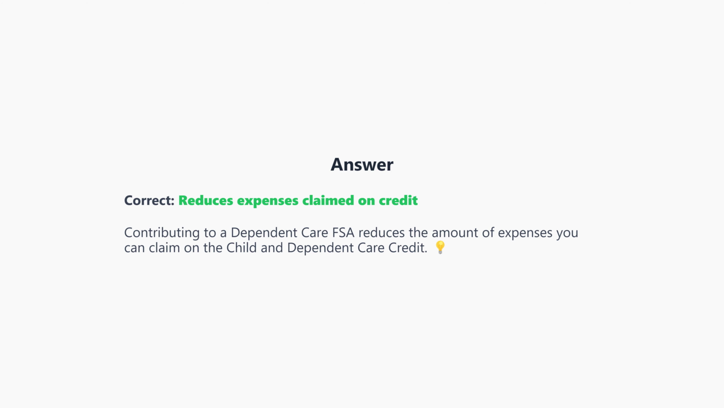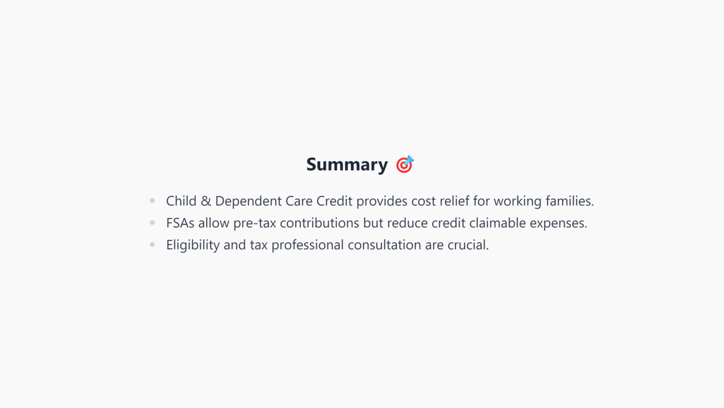The correct answer is that contributing to a Dependent Care FSA reduces the expenses you can claim on the Child and Dependent Care Credit. By contributing to an FSA, you benefit from tax advantages which in turn reduce the eligible expenses. To summarize, the Child and Dependent Care Credit is designed to offer financial relief to working families by offsetting child care costs. Dependent Care FSAs allow pre-tax contributions but do reduce credit-eligible expenses. Thus, eligibility criteria and consultation with a tax professional become paramount.